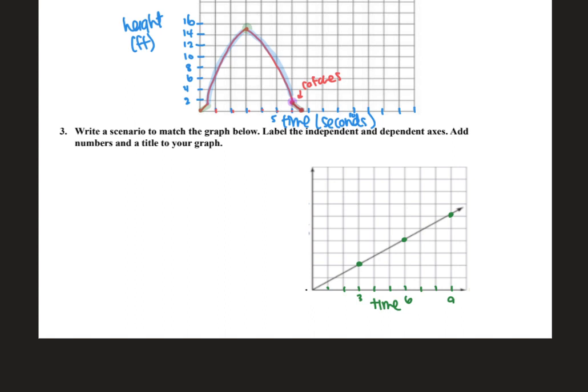Okay, then we have to think about something that might be happening at a constant rate. So let's take the instance of maybe filling a tank. So filling a fish tank. When we're filling a fish tank, the y-axis would be the amount of water. Okay, maybe this is 5 gallons, 10 gallons, 15 gallons, 20 gallons. So to write our scenario, we might say Billy is filling his fish tank.